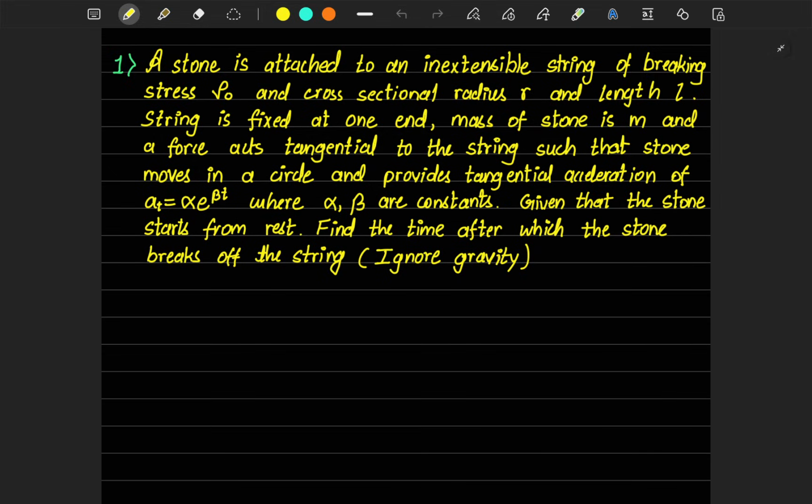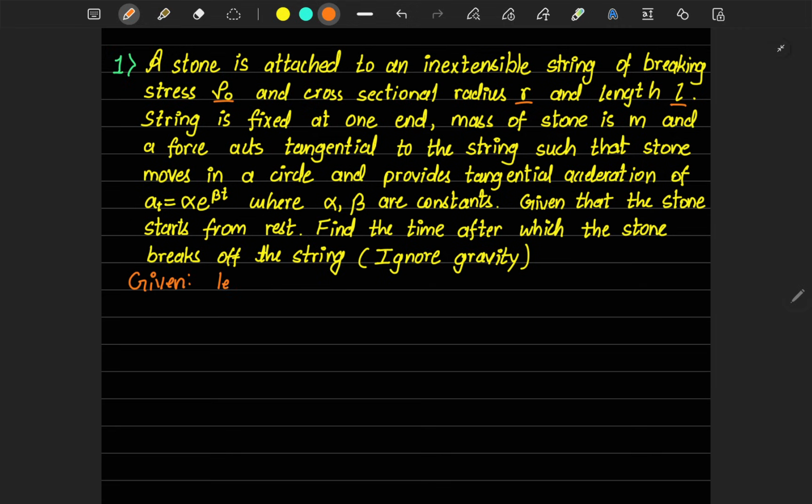So we have our first question for today. So let's read the question. A stone is attached to an inextensible string of breaking stress rho naught and cross-sectional radius r and length L. So we are given a string. So let's write what's given.